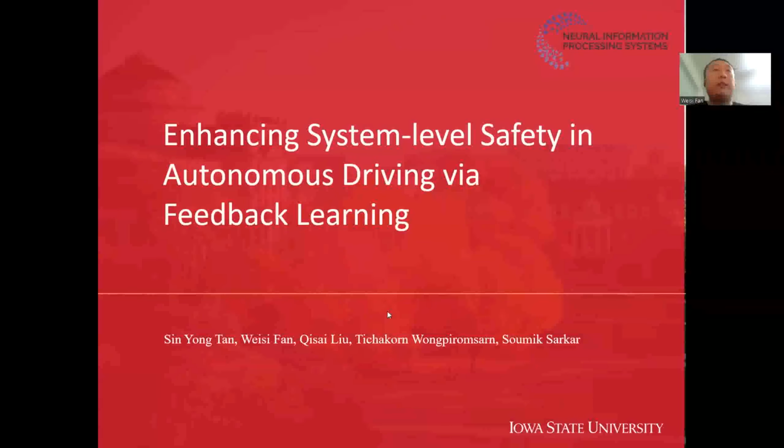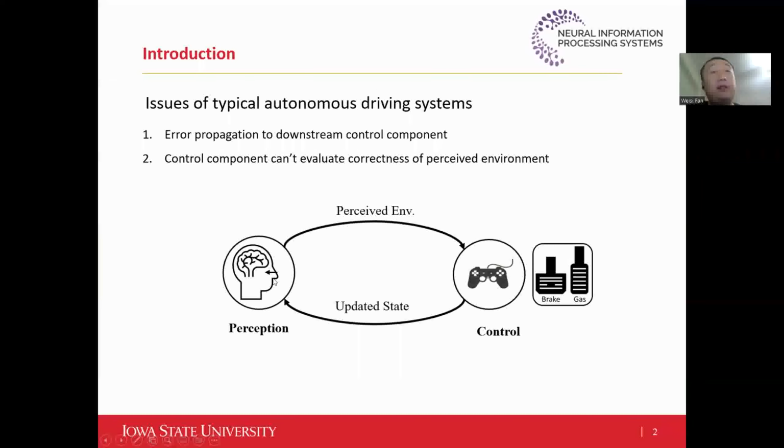Hello everyone, I'm glad to introduce our work, enhancing system-level safety in autonomous driving via feedback learning. So the current autonomous driving system consists of two main components, perception and control. Usually the perception component, which is a deep learning-based model, is trained in isolation from the control component. This results in two main issues. First, error propagation to the downstream control component. And secondly, the control component cannot evaluate the correctness of the perceived environment.